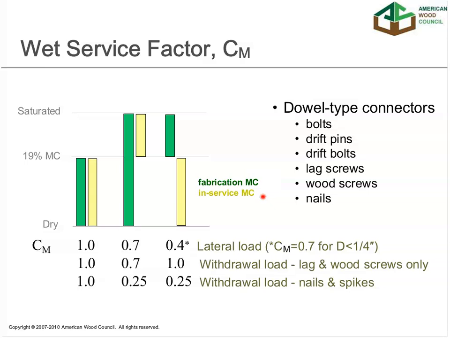And for large diameter fasteners, greater than 1/4 of an inch, it's a pretty substantial reduction, 0.4, if you are fabricated wet and then that fastener dries down in service. Now there are some exceptions to that. For the smaller diameter fasteners, less than 1/4 inch, that reduction factor is not as significant. It's only a 30% reduction versus a 60% reduction. And then there are a few other exceptions as well. I'll show those on the next slide.